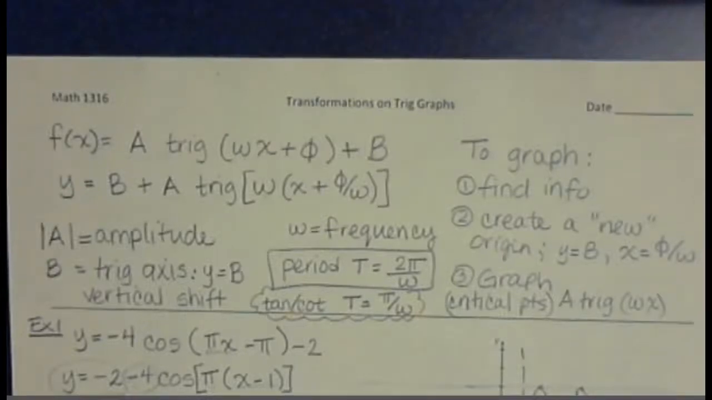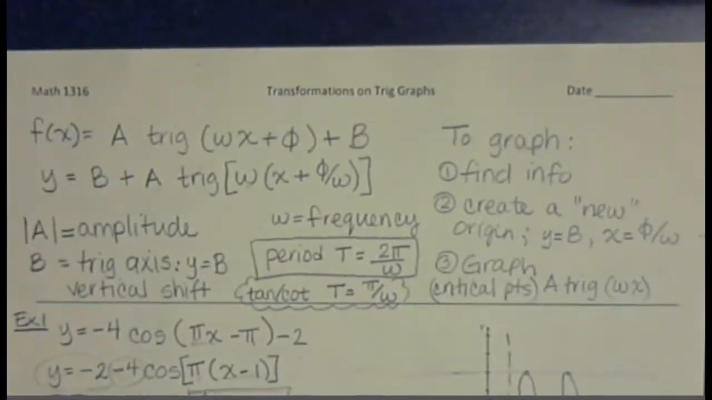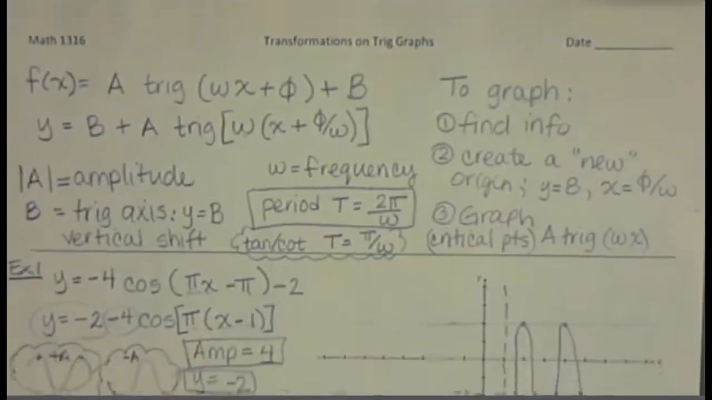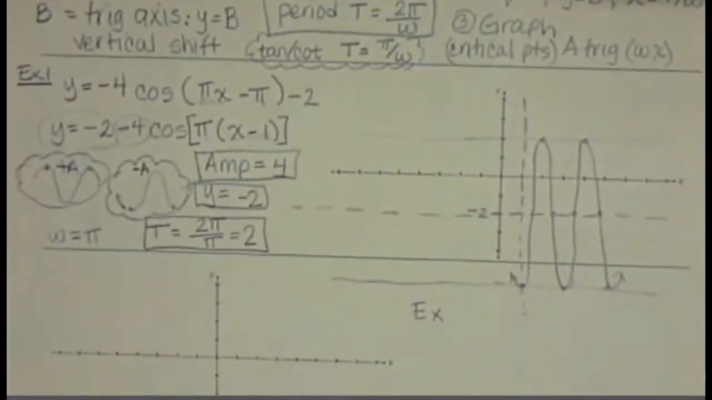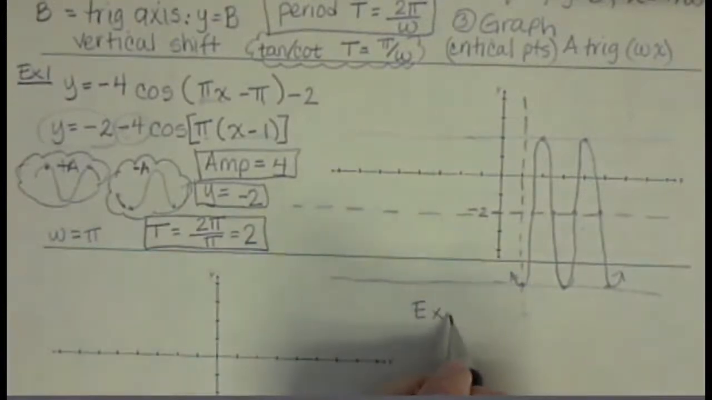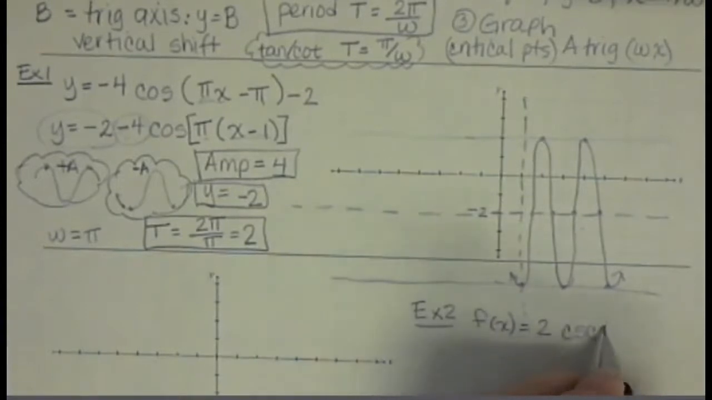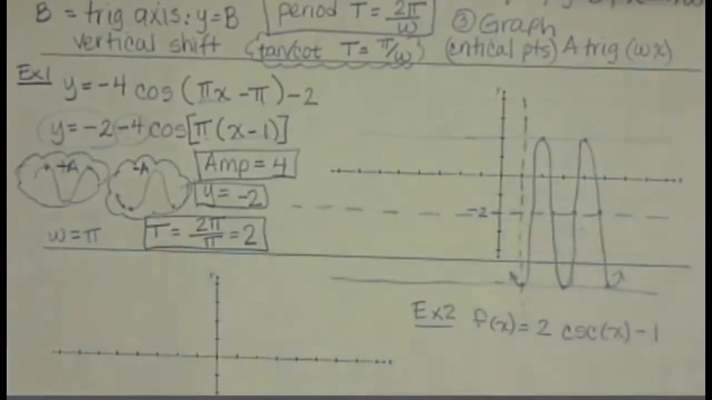For this, I wanted to finish the handout that we were doing for transformations on trig graphs. We did example number 1. Let's try example number 2. We'll put example number 2 here that says f of x is equal to 2 cosecant of x minus 1.